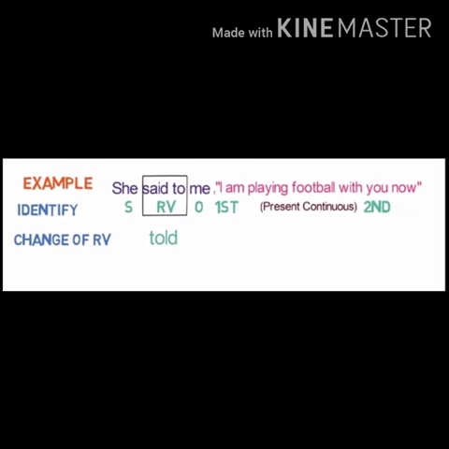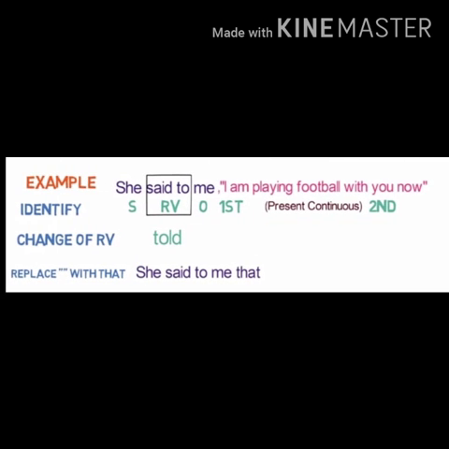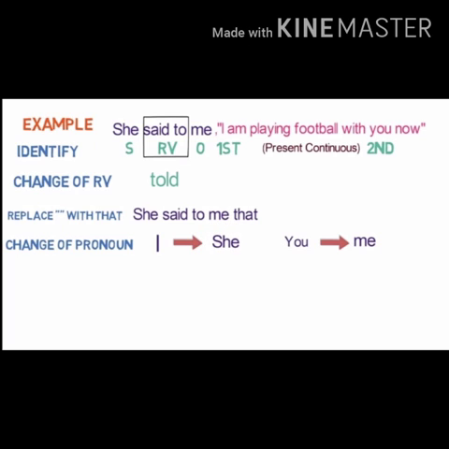Now let's take the second step, change of reporting verb. Said to will become told here. Third step is replace inverted commas with that. So the sentence will become: she said to me that. Now the fourth step is change of pronoun. I is first person, so it will convert into she. You is second person, so it will convert into me.